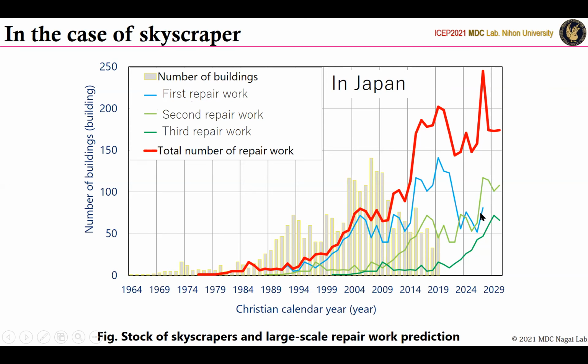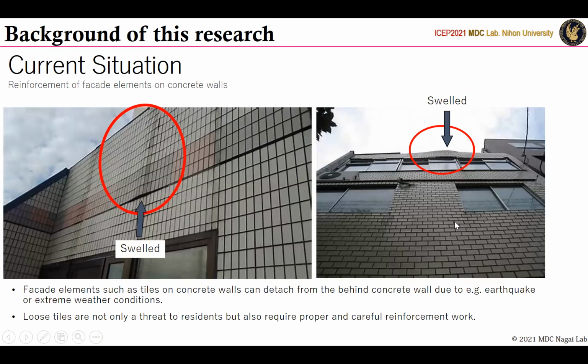In renovation work, the owner of the building often uses it while the work is being performed, so noise, vibration, and dust are major problems. In addition, tiles are often used on the exterior walls of buildings, and fatal accidents can occur when tiles peel off.